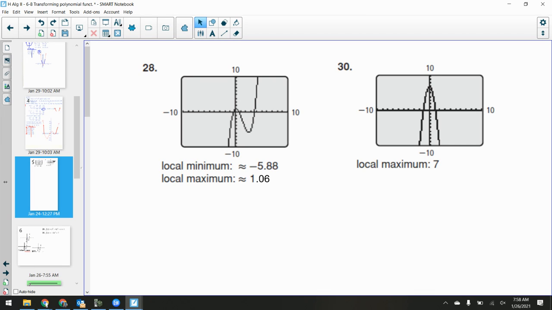It's pretty simple when you just see the calculator do it. It's not very difficult once you know the keystrokes.